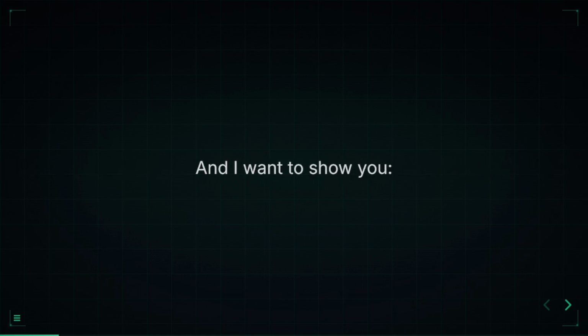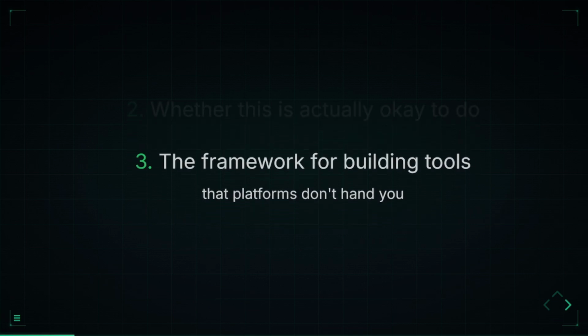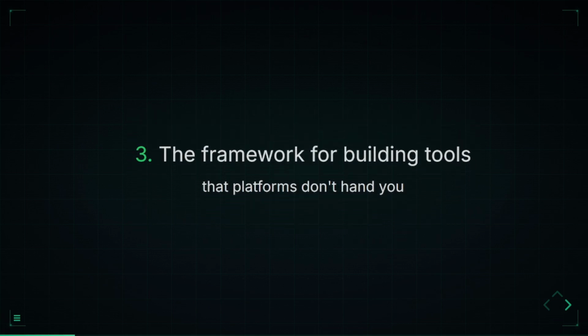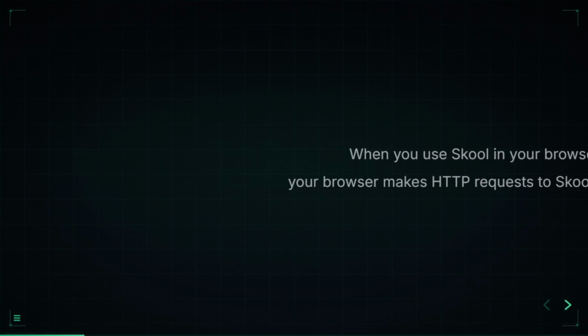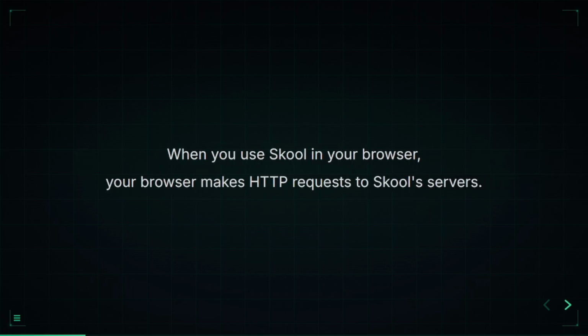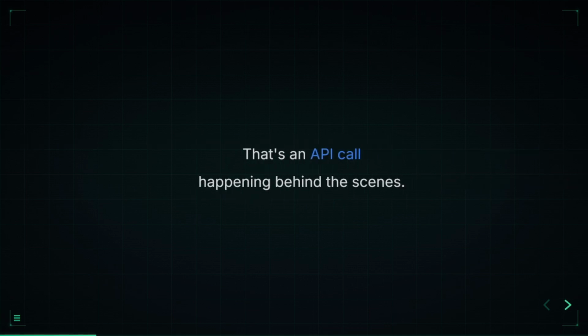And I want to show you how I did it, whether this is actually okay to do, and the framework for building tools that platforms don't hand you. So here's the distinction. When you use Skool in your browser, it makes HTTP requests to Skool servers. Every time you click a button, load a page, post a comment, that's an API call happening behind the scenes.